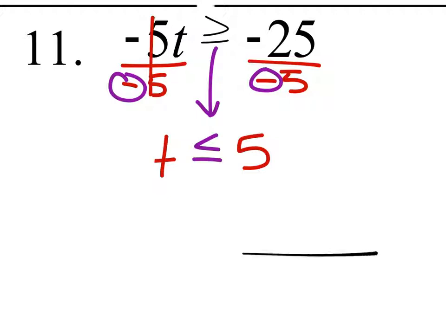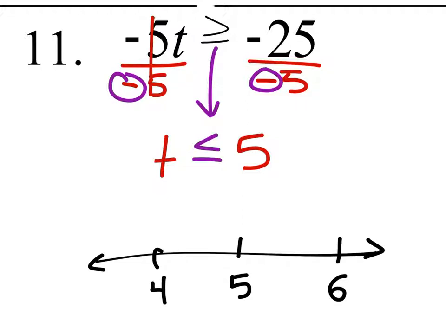Now we can graph. They did give us a graph, but it's actually easier to graph like this. We got 4, 5, and 6. So at 5, open or closed circle? Yeah, this one's closed because it's equal to. Is it eating the t? Nope, so it goes to the left.